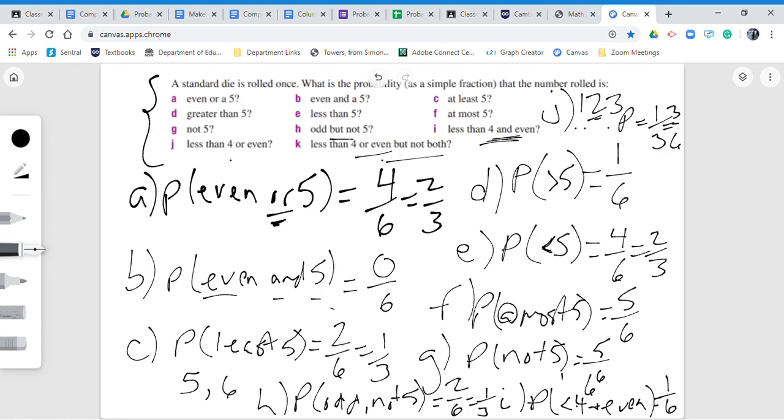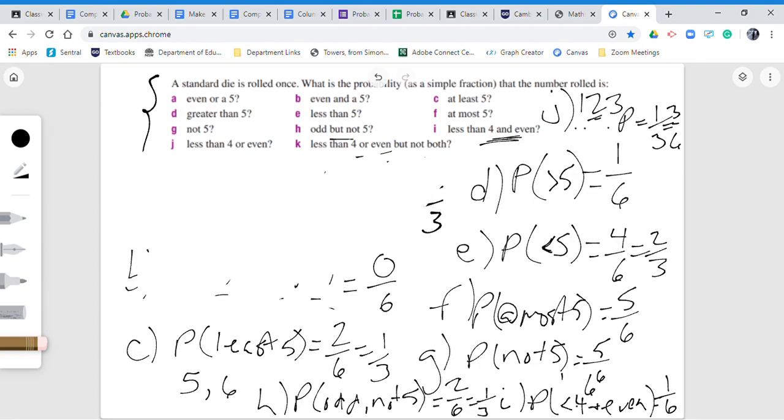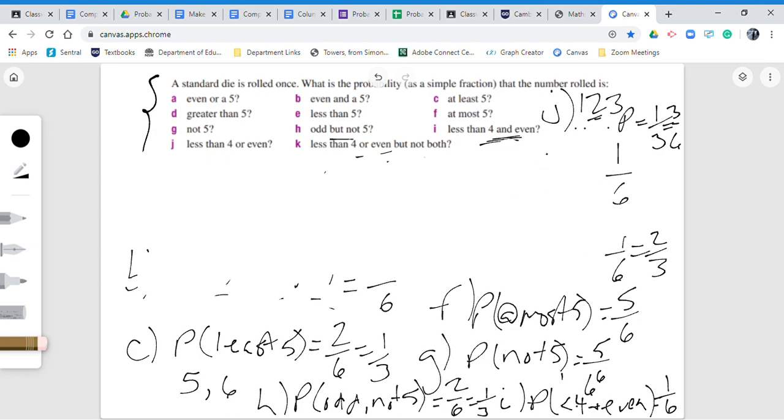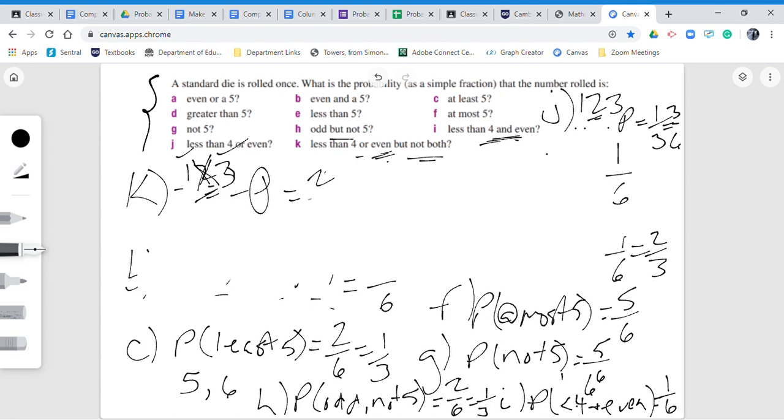Last one, K: less than 4, or even, but not both. I'm going to have to erase it all to get this to fit, so pause if you're desperately trying to write things down. I just need more room. For K, it must be less than 4, so 1, 2, or 3, or even, but not both. Less than 4 gives 1 and 3, and even, the only possibility, is 2, but not both. So we have to cancel it out, so it's going to be 1 and 3. That gives us 2 out of 6, or 1/3 reduced properly.